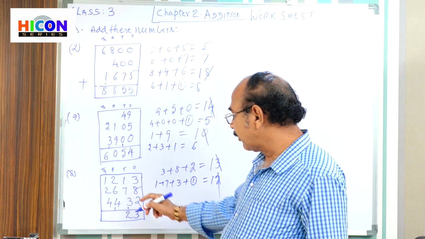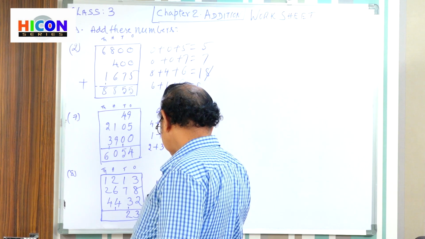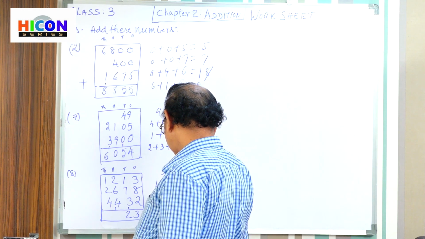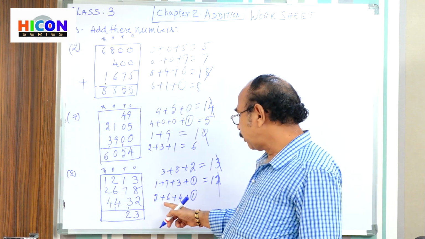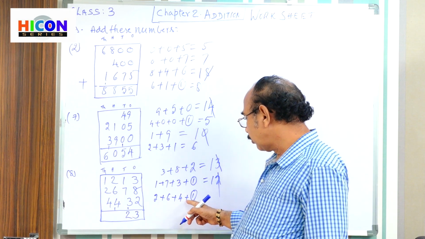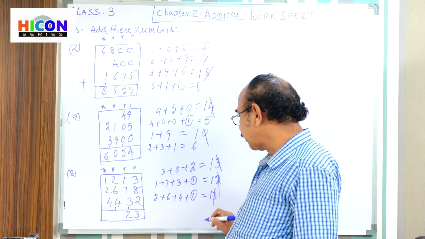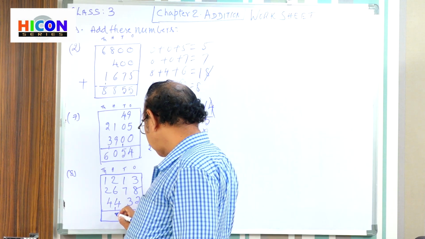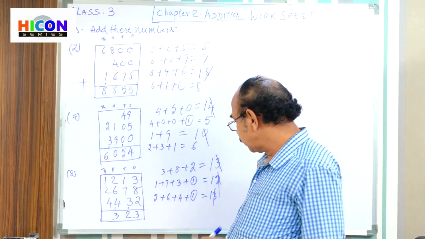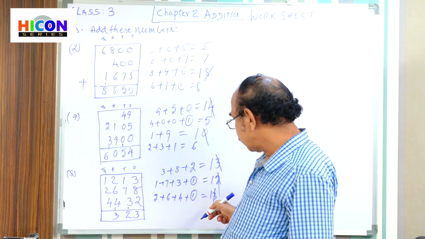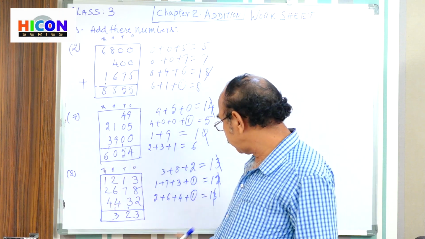Now add the digits of hundreds place. What are the digits in hundreds place? 2 plus 6 plus 4 plus 1. Add 2 plus 6, 8. 8 plus 4, 12. 12 plus 1, 13. Strike off 3. Write 3 in the hundreds place. 1 is to be carried out to the thousands place. Here regrouping is there. That's why 3 we write here. And 1 is to be carried out to the thousands place.